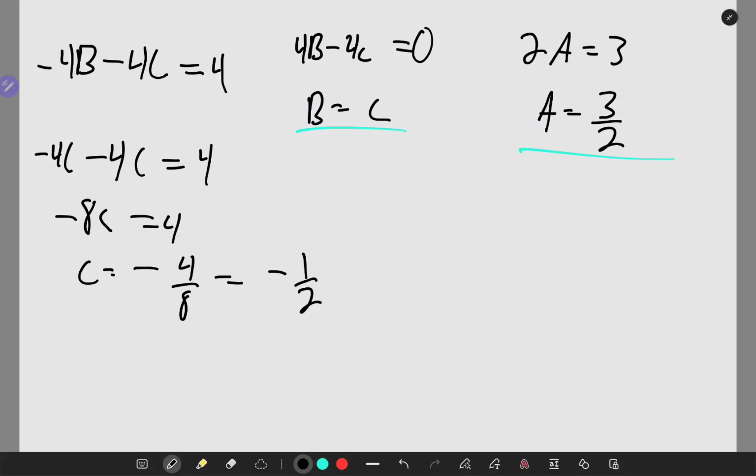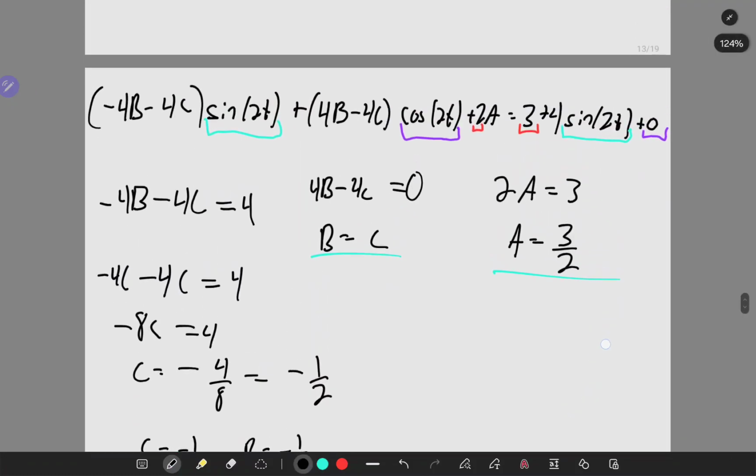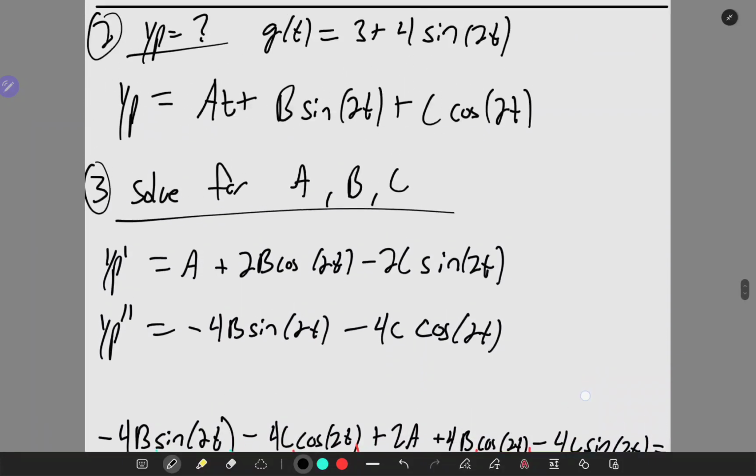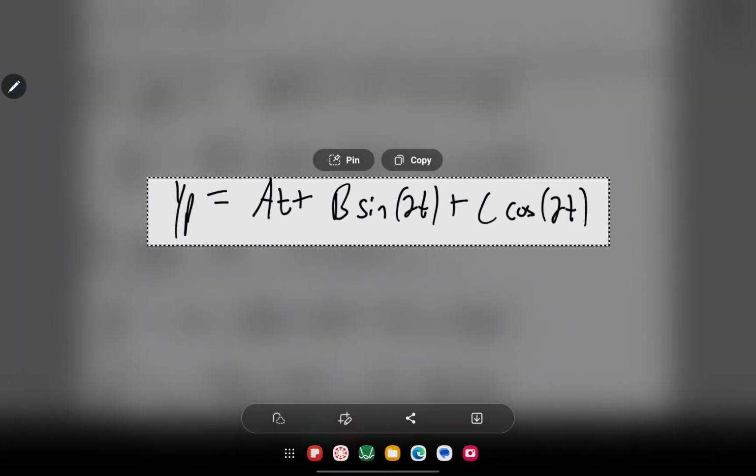If c is equal to negative 1/2, then so is b, right? Because we know b equals c. So now we have our a and our c and our b. Let's go ahead and plug these back into our y sub p. So our y sub p, let me pin this.